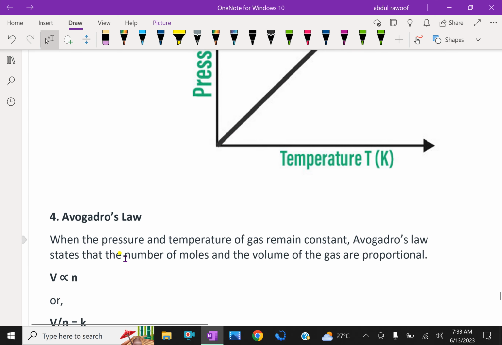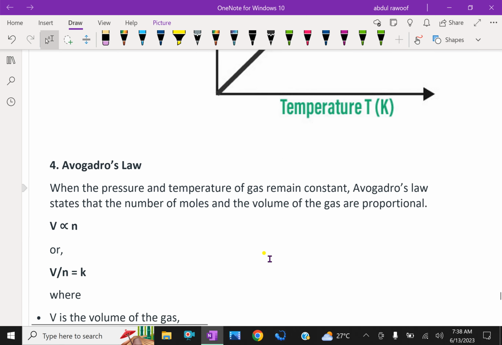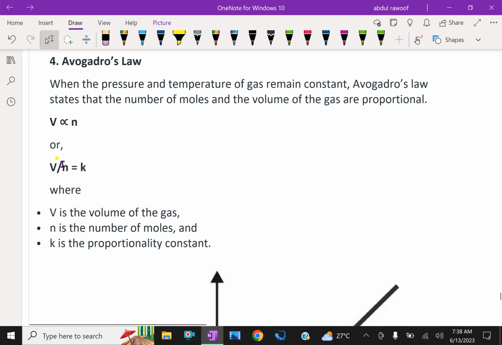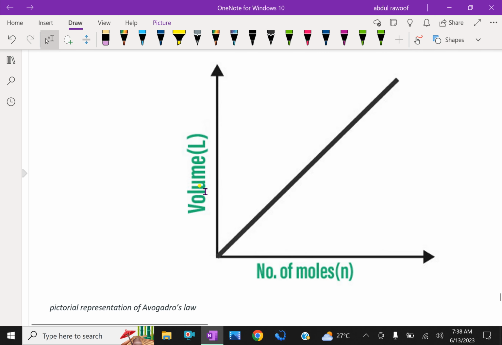Avogadro's law. When the pressure and temperature of a gas remain constant, Avogadro's law states that the number of moles and volume of the gas are proportional. V is proportional to the number of molecules, that is, moles. Here V is proportional to N, or V over N equals K, where V is the volume of the gas, N is the number of moles, and K is the proportionality constant. Here volume and number of moles are directly proportional.